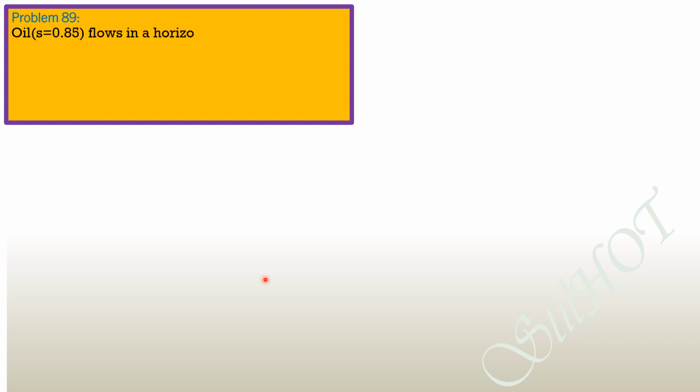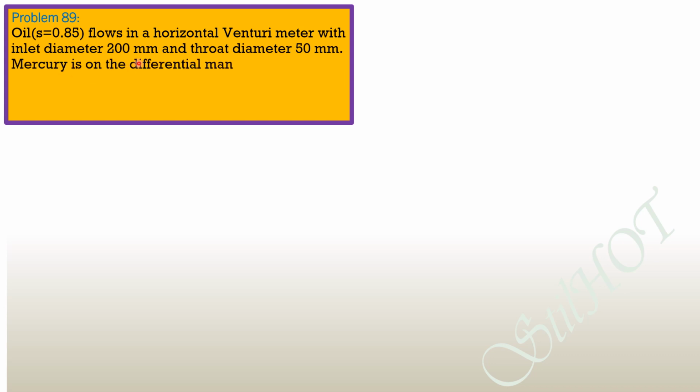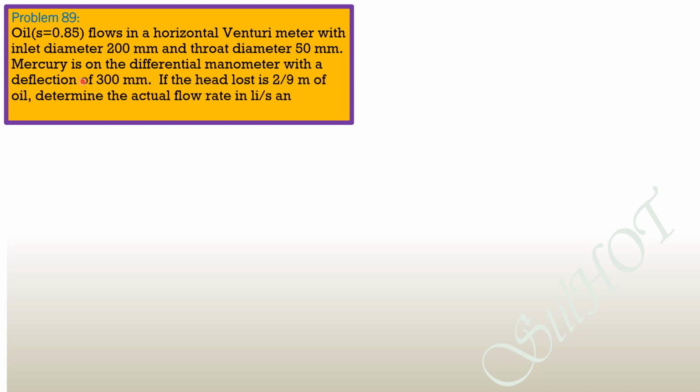Problem 89. Oil of specific gravity 0.85 flows in a horizontal Venturi meter with inlet diameter 200 mm and throat diameter 50 mm. Mercury is in the differential manometer with a deflection of 300 millimeters. If the head loss is 2/9 meter of oil, determine the actual flow rate in liters per second and the coefficient of discharge.